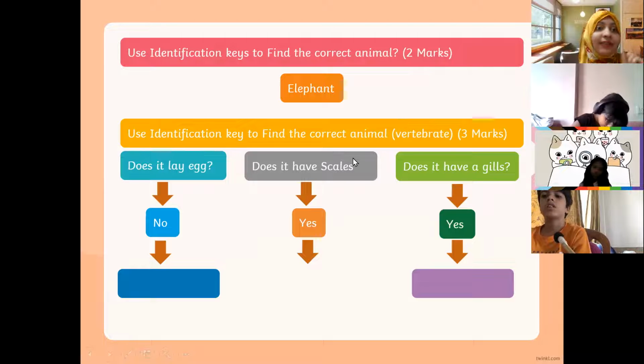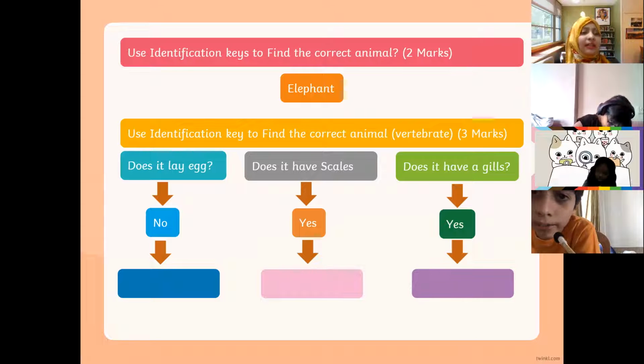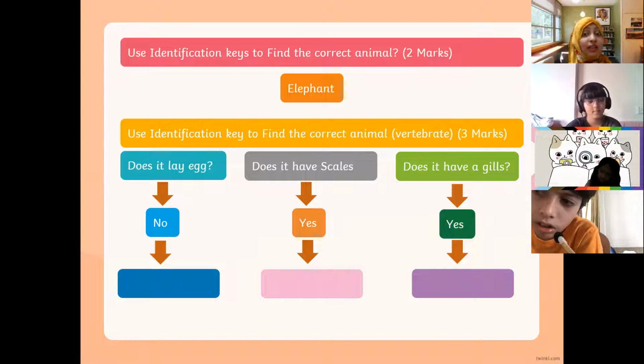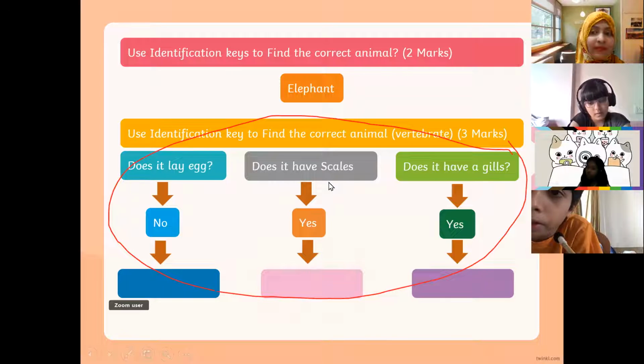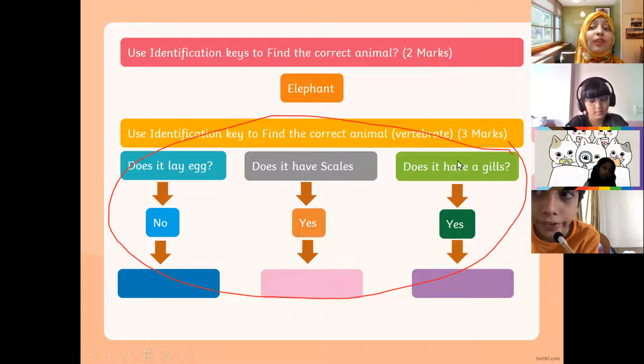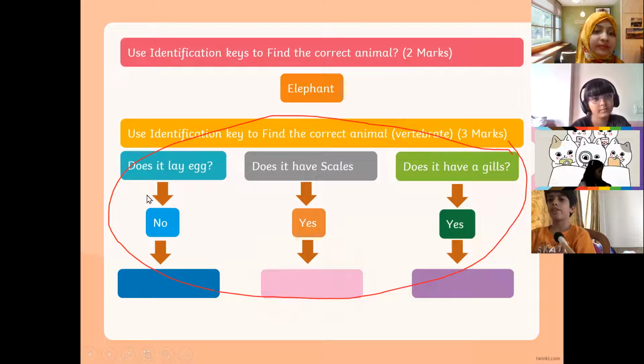Does it have scales? If it has scales, which animal is that? Which vertebrate category is that? Not animal. Which vertebrate category? Ma'am, we just have to write the category. Only 2 marks. This question is for 3 marks. Do we have to write these? But there is written 2 marks.